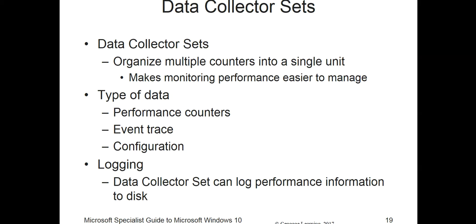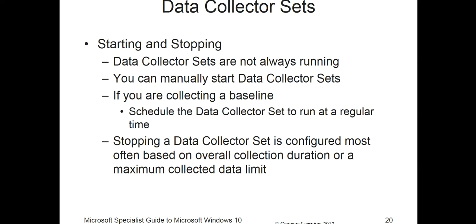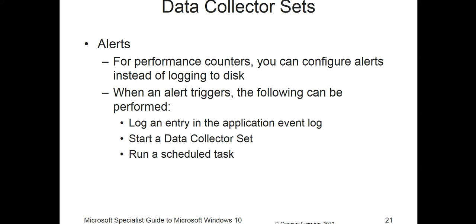We've got data collector sets that organize multiple counters into a single unit and make monitoring performance easier to manage. We can have performance counters, event trace, and configuration. Now the data collector set can log performance information to a disk for us, and that'll create the logging that we need over time to document it. We can start and stop it, and we've got alerts that can be triggered should something reach a certain level. So we just set whatever the trigger may be. When the trigger happens, we catch our alert.